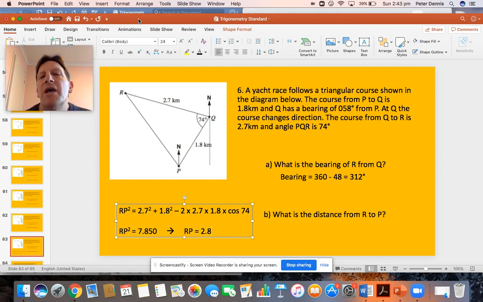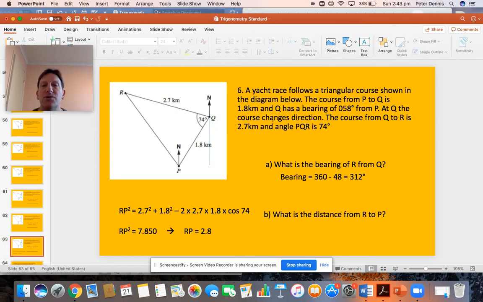Okay, let's have a look at this. A yacht race follows the triangular course shown in the diagram. The course from P to Q is 1.8, and Q has a bearing of 58 degrees from P. So this is the 58 degrees in here.